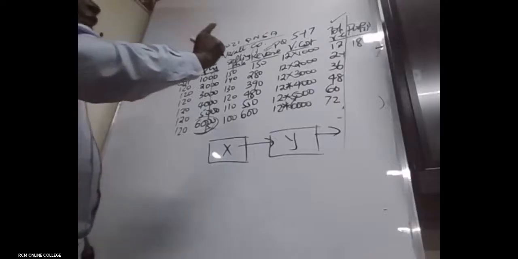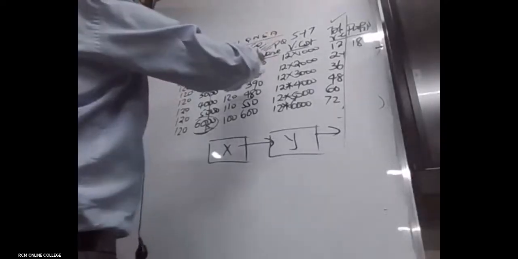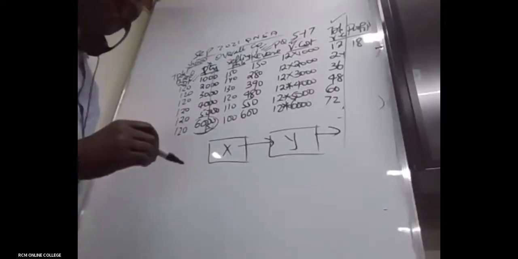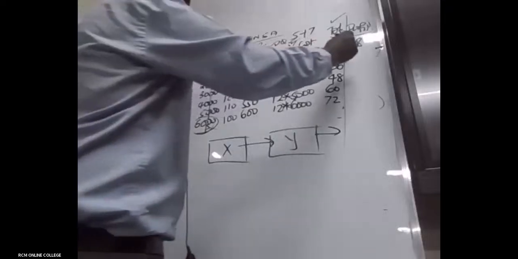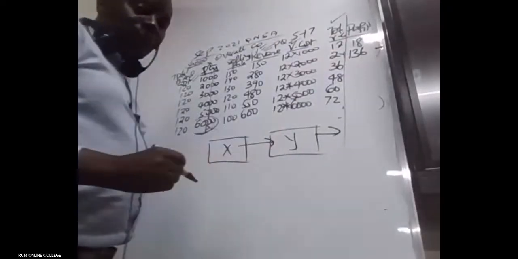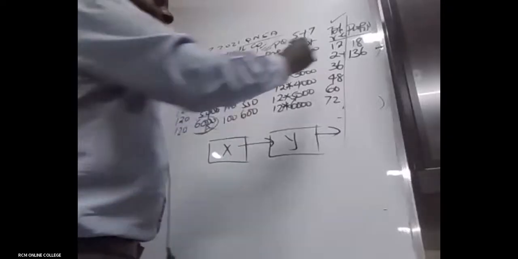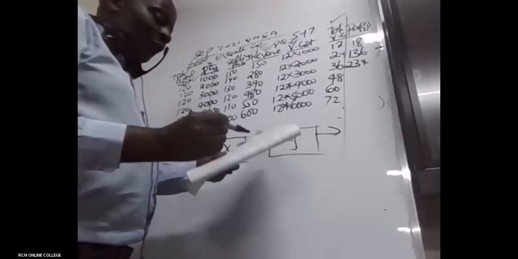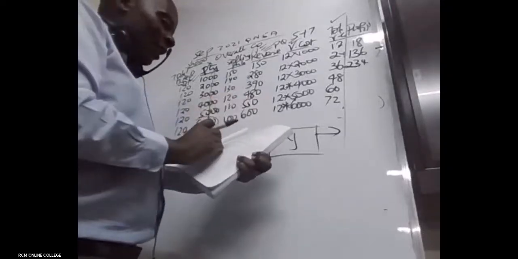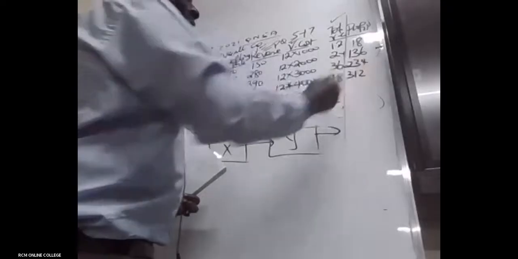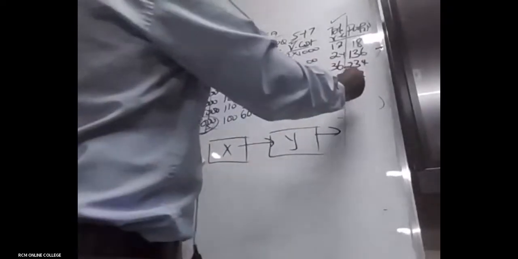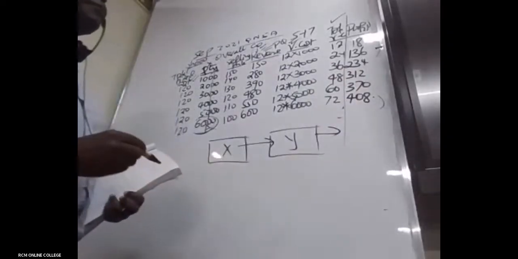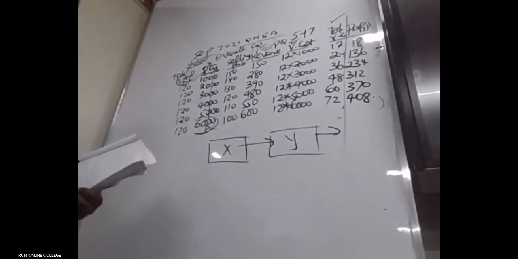And then to get profit, we are taking the sales revenue minus the variable cost minus the fixed cost. The first one is 18. The second one is 136. The third one, 234. 312. 370. 408.